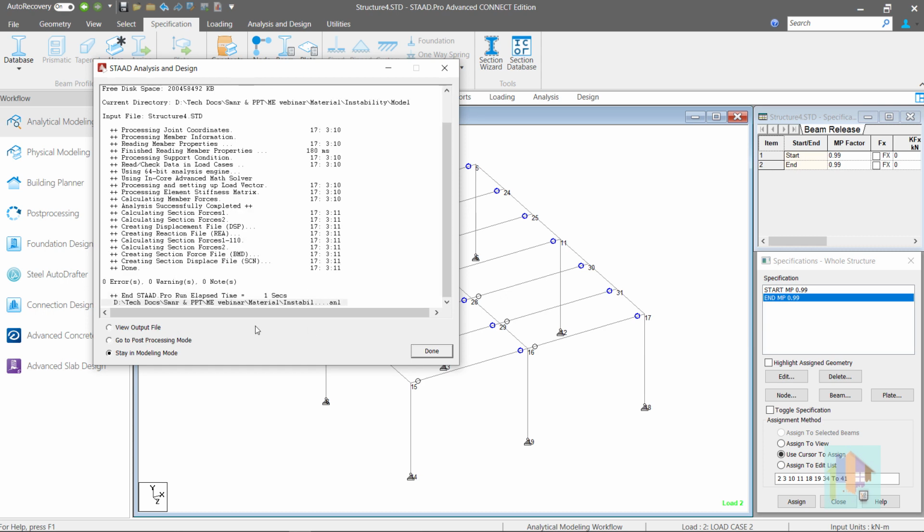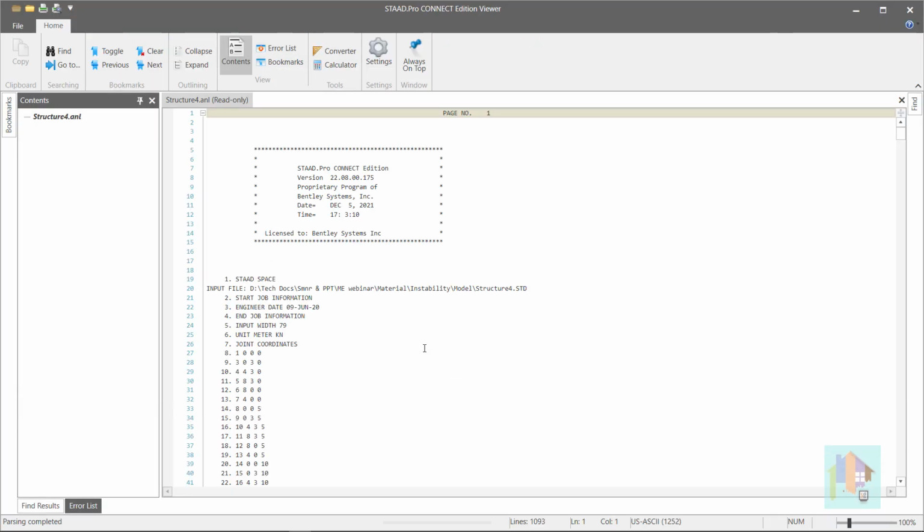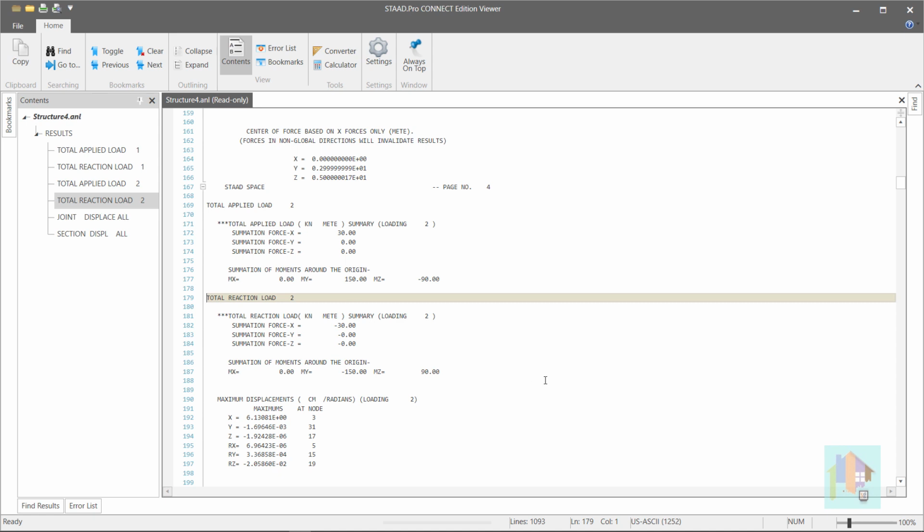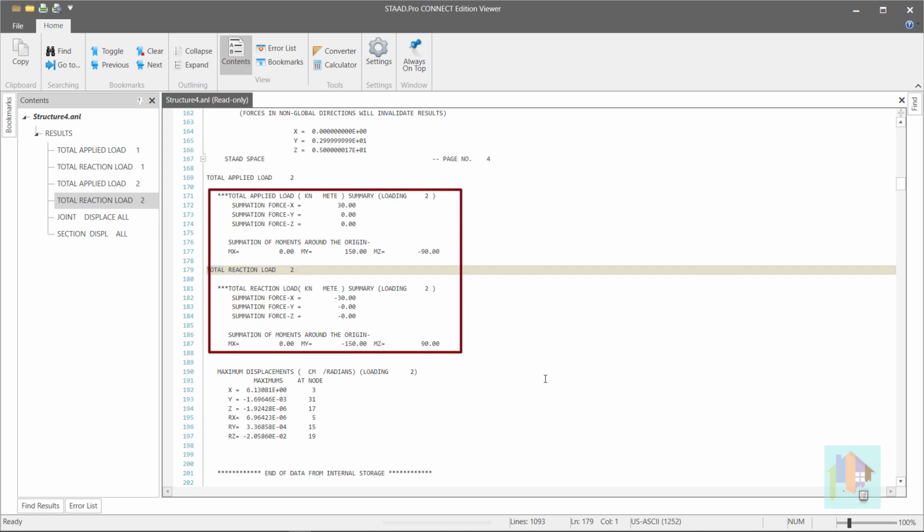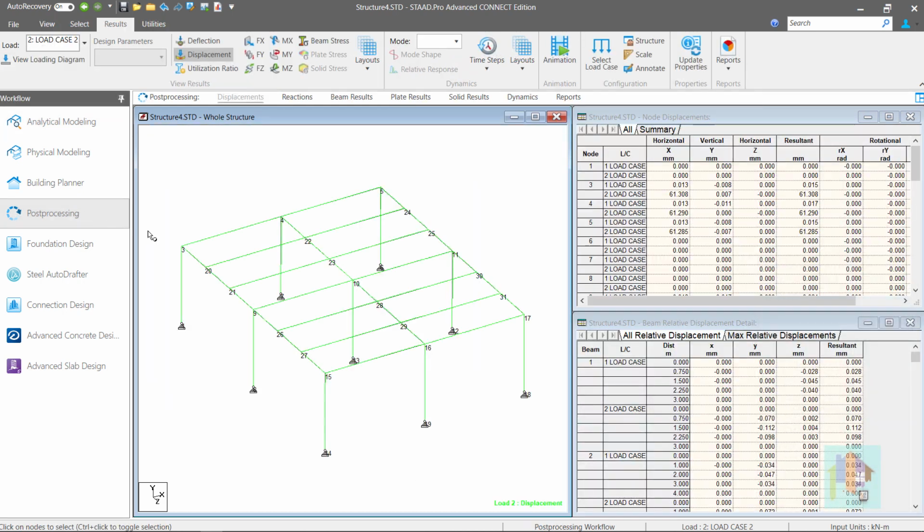No warning is reported. That means instability problem is now fixed. But we should check the deflection and static check results for load case 2. Static check results are okay. No difference in load and reaction values. But the deflection value is quite large, almost 3 inch. So from displacement point of view, results are not adequate.